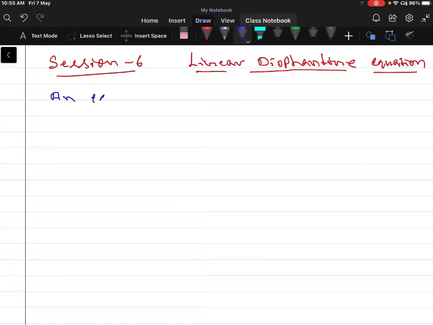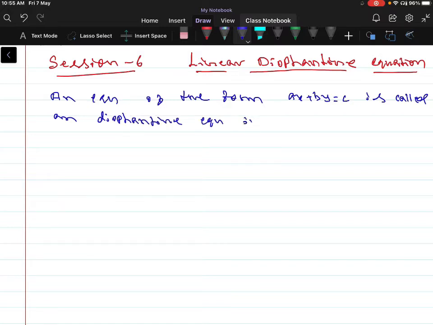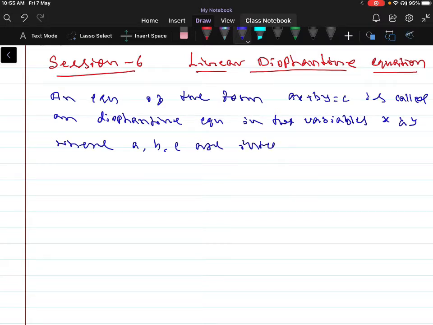An equation of the form ax plus by is equal to c is called a Diophantine equation in two variables x and y, where a, b, c are integers and a is not equal to 0 and b is not equal to 0.